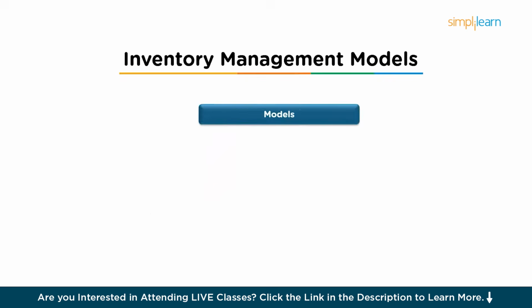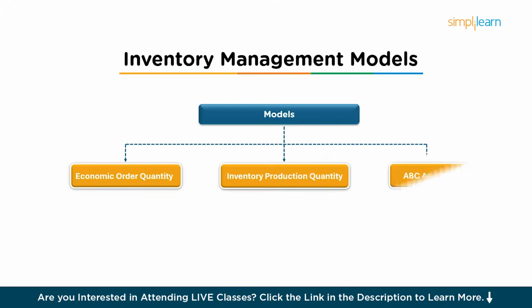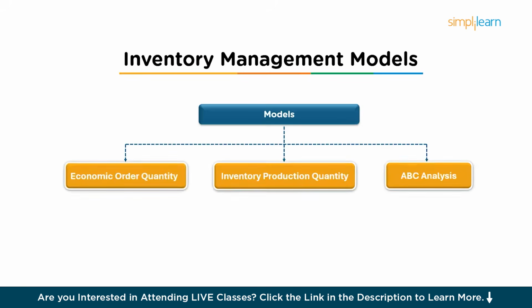So there are inventory management models. Three of the most popular inventory management models are economic order quantity (EOQ), inventory production quantity, and ABC analysis. Each of the inventory management models has an alternative way of assisting you in knowing how much stock you ought to have available. Which one you choose to utilize relies upon your business. So let's discuss the first one, economic order quantity.